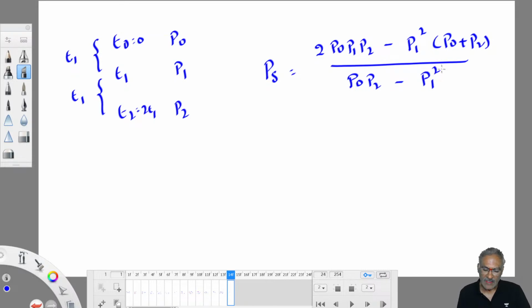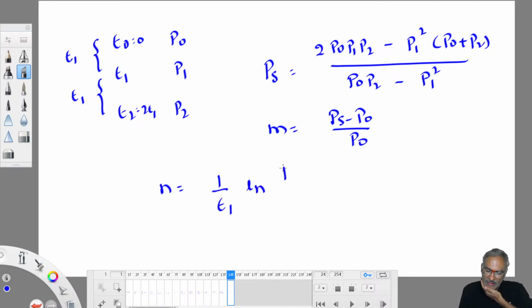Understood? PS value. So once you get PS value, M value also you can evaluate. M value is equal to PS minus P naught by P naught. P naught is known, so M value can be evaluated. N value also can be evaluated: 1 by T1 into Ln of P naught into PS minus P1 by P1 into PS minus P naught. So all these 3 values you can evaluate, the N value and the T value.